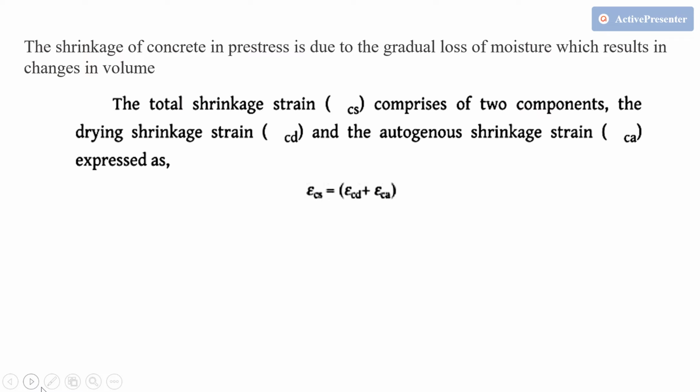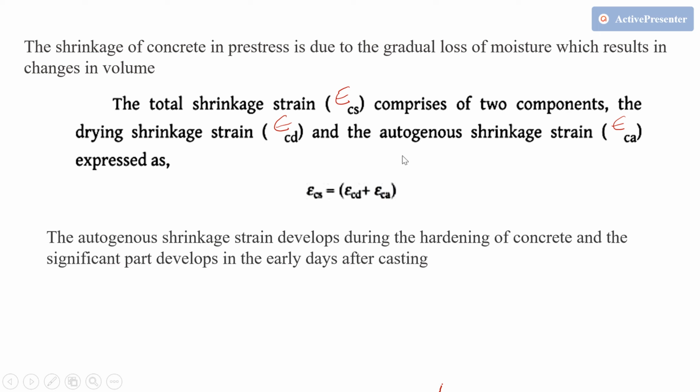So the shrinkage strain, we are denoting it by epsilon cs, comprises two components: the drying shrinkage epsilon cd and the autogenous shrinkage epsilon ca. In your concrete technology you might have studied there are four types of shrinkage: autogenous shrinkage, drying shrinkage, plastic shrinkage, and carbonation shrinkage. So mainly in structural criteria, we consider the drying shrinkage strain and autogenous shrinkage strain. The total shrinkage strain, I can write as epsilon cd plus epsilon ca.